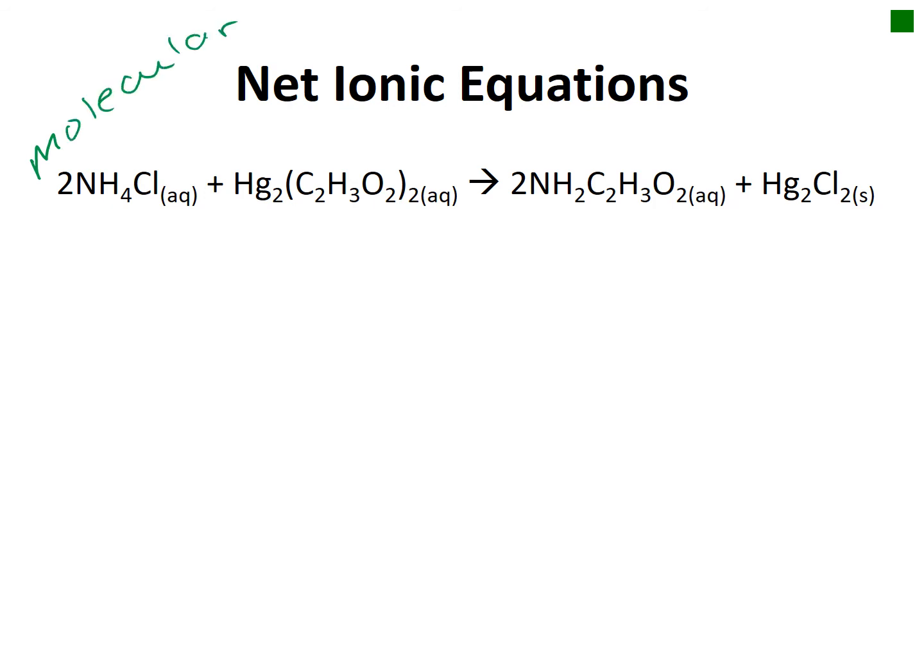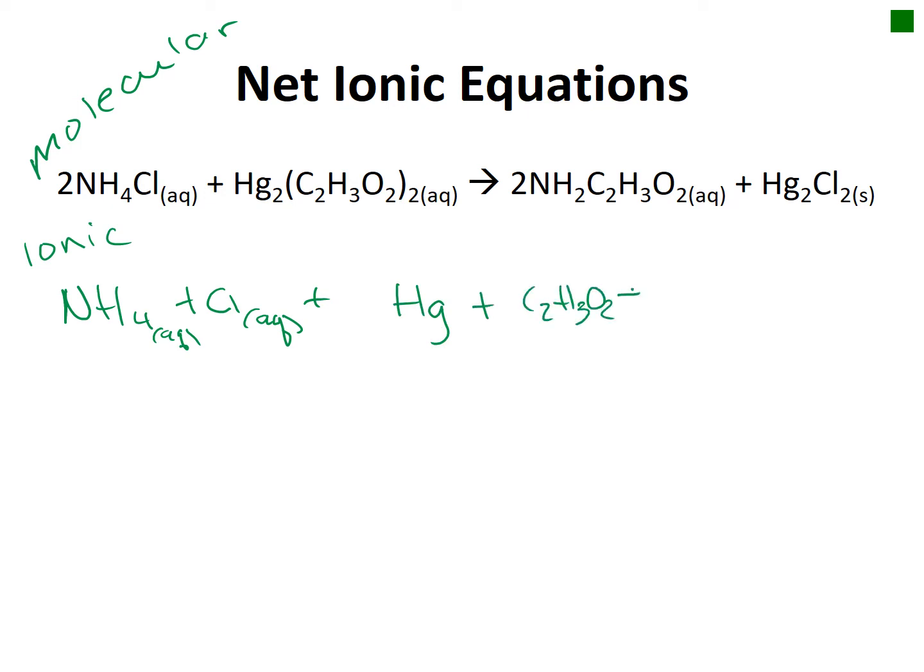Now we're going to do ionic. So we need to follow that BAC method. I'm going to break them up. So I've got NH4 and then plus Cl. You should write AQ after all of these. Plus, I've got Hg, so I'm going to do Hg, plus C2H3O2. Oh, that's not right, that should be NH4. I've got NH4. These all need aqueous written after them.